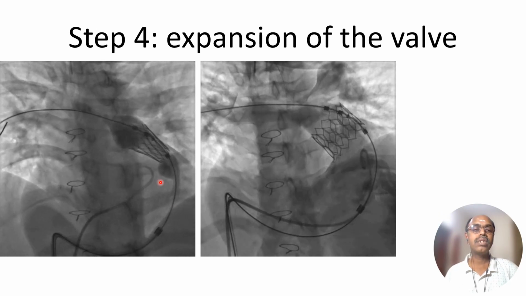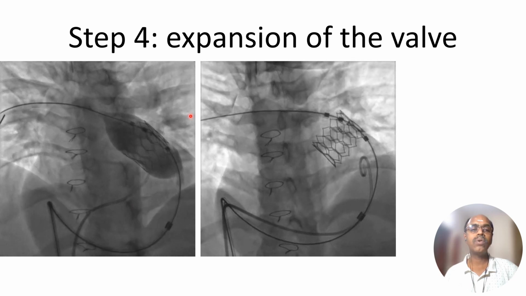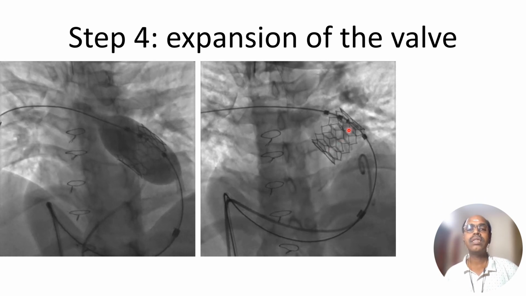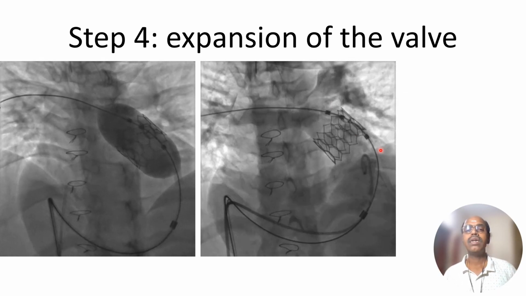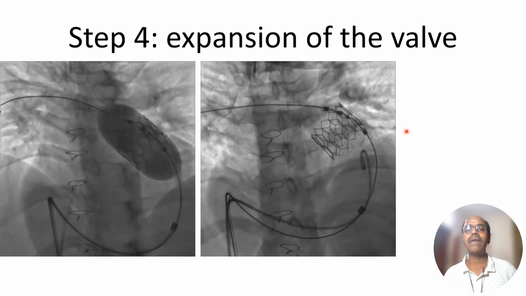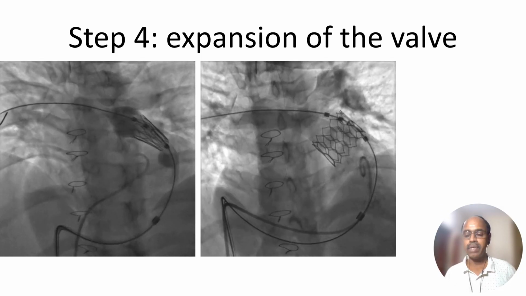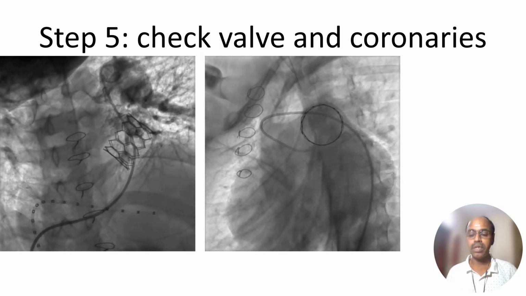And after the expansion, in fact, it's a slow inflation so that you don't get movement. And this Pulmo valve is actually an octacar design. And this balloon is called the Navigator Inception, so that the dots will be asymmetrically placed. Then check the valve position, check the coronaries.